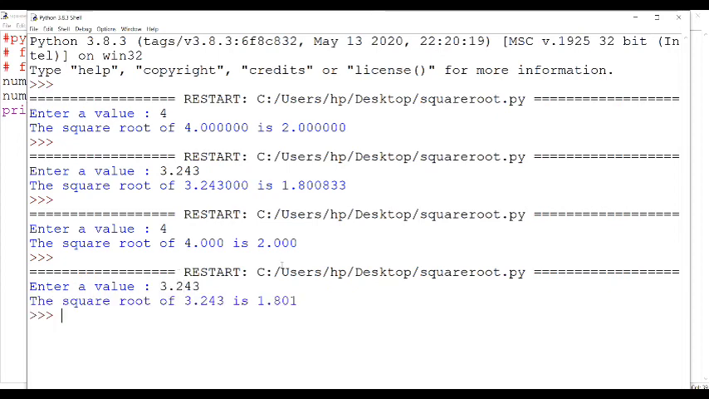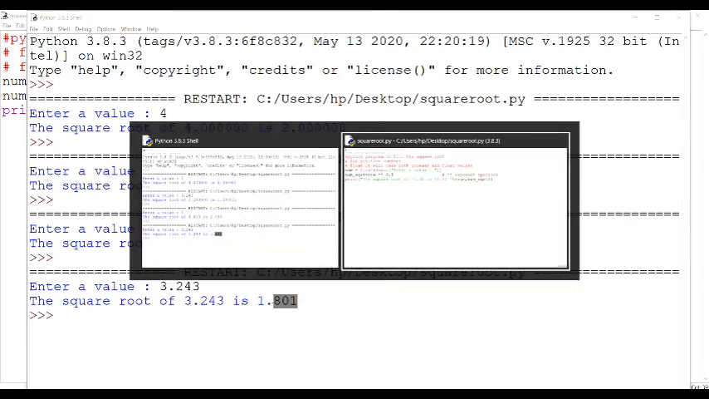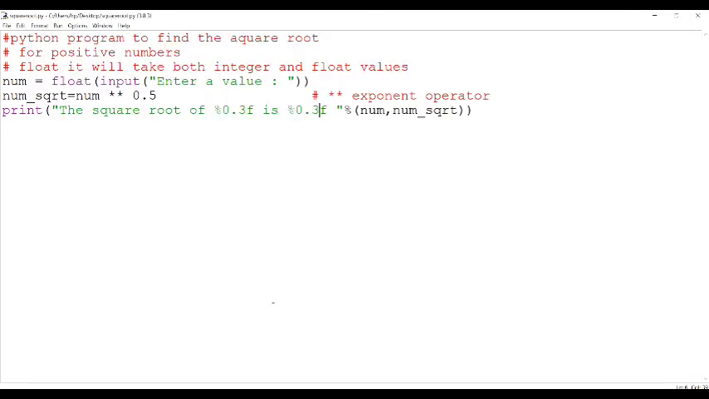And I will run for the same value 3.243. See, here it represented 6 digits, right? But here it's representing 801, whereas before it represented 800833. It rounds off to 3 values and represents them here. Why does it represent like this? Because I had given 0.3f. It means print only 3 values after the decimal point.